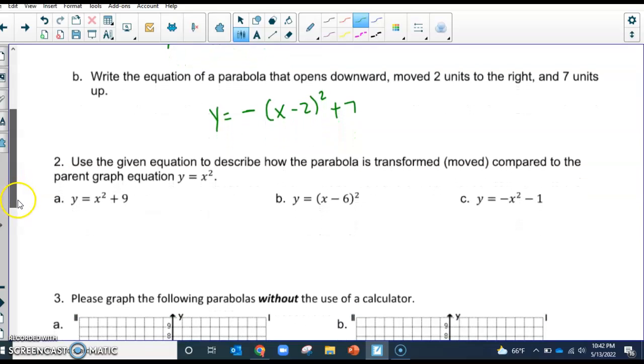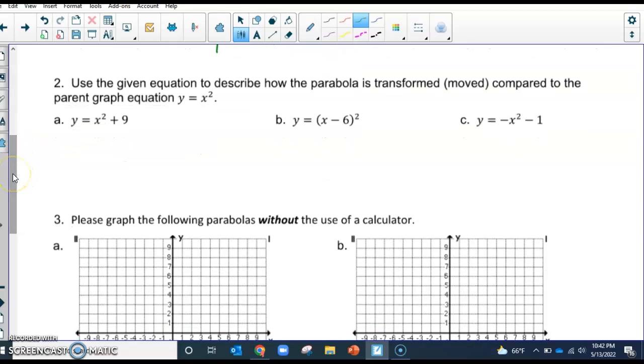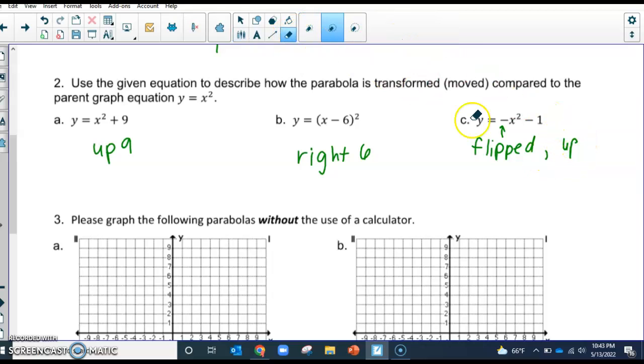Number 2, use the given equation to describe how the parabola is transformed. So now we're using our words. Looking at this, it's not moving left or right, it's just moving up 9. This guy is a negative 6. Remember, a negative is an opposite sign, so this is going to be to the right 6. This guy is flipped because of our negative right here, and then the negative 1 at the end is going to be down 1. Represented right here.